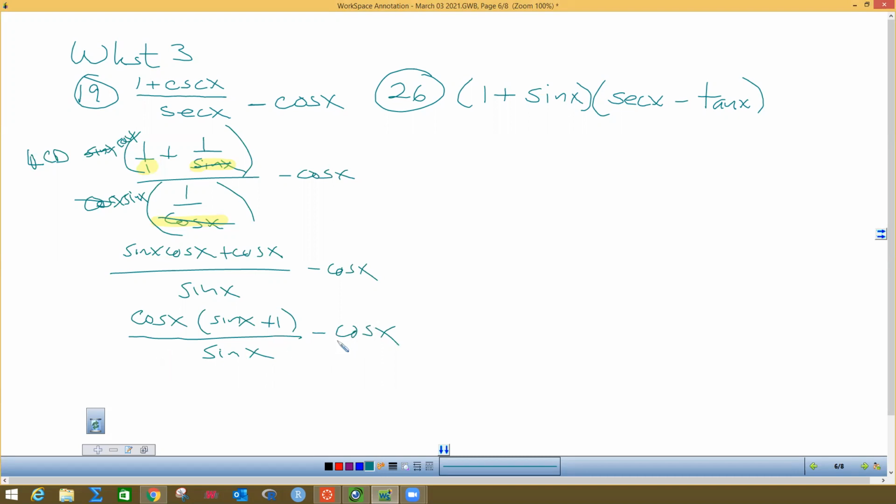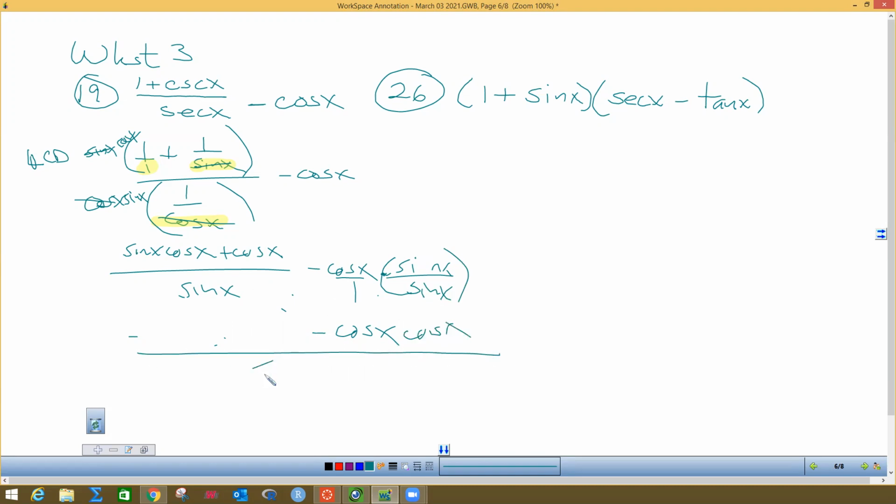I'll tell you what, instead of factoring this thing out, I'm going to get a common denominator so that I can just put all the numerators over the common denominator up here. So this is over 1, and out of these two, the common denominator is sine. So I need to multiply this thing by sine x over sine x to get a common denominator. Now my common denominator for this whole thing is sine x.